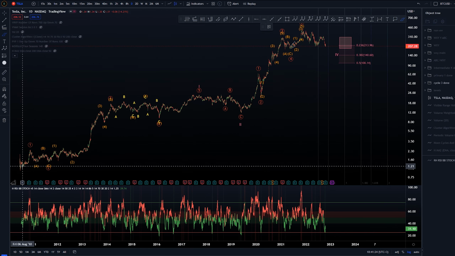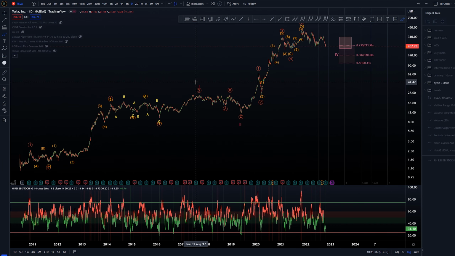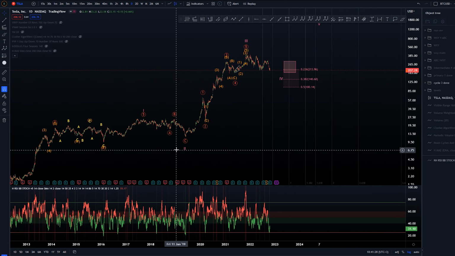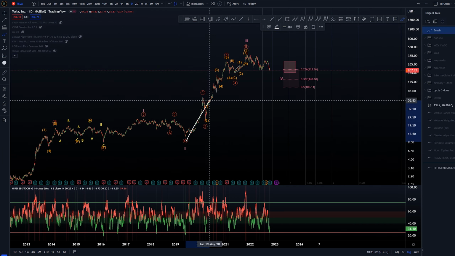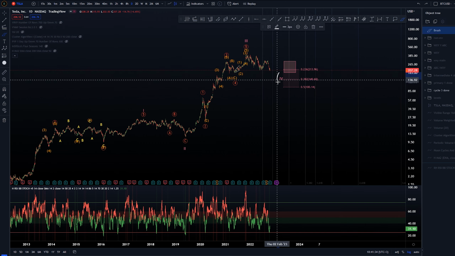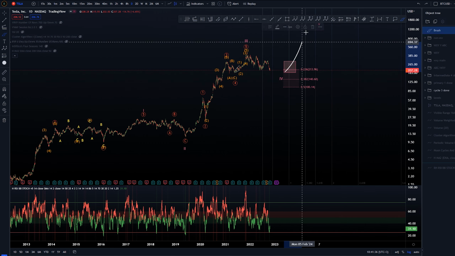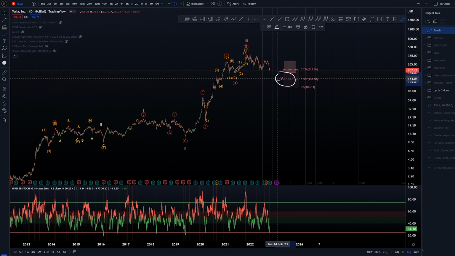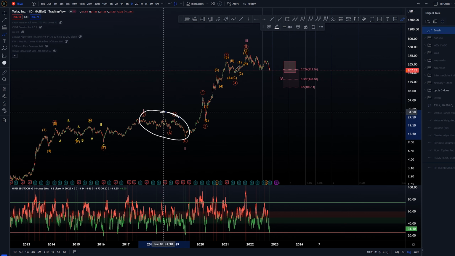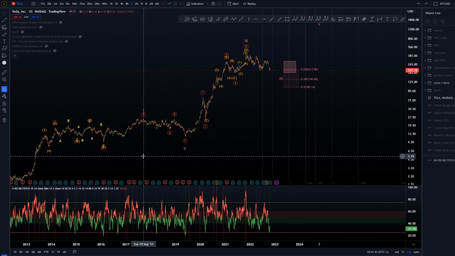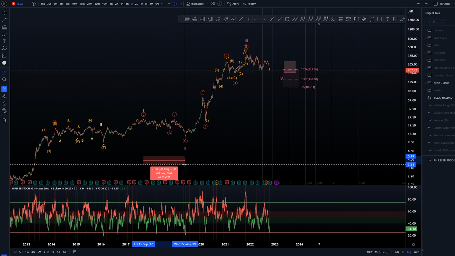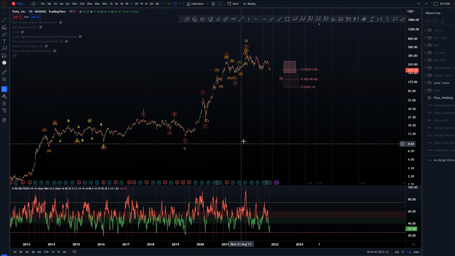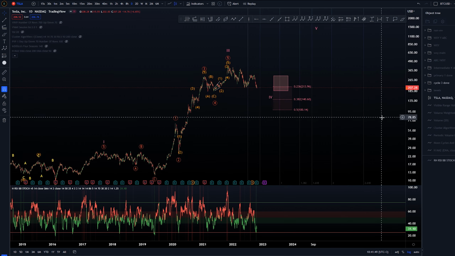So overall, I think we have done this as a 1-2 on cycle degree, and then we would have completed wave 3 here of a cycle. Now we would be looking for a correction of that wave 4 and then 5. Of course, this wave 4 could be taking quite some time, as this wave 2 did take that time as well. This took 614 days, so almost 2 years.